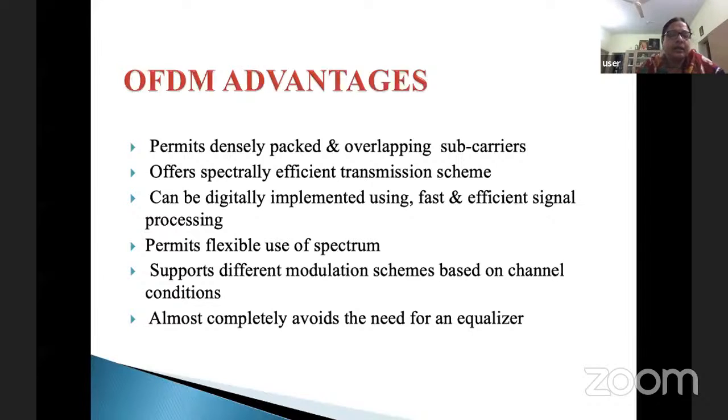So what are the other advantages of OFDM? We can send densely packed and overlapping subcarriers, and it is a spectrally efficient transmission scheme. Why is it spectrally efficient? Because we are saving some bandwidth. If you use frequency division multiplexing, we always have to leave some guard band, whereas in OFDM we are not leaving any guard band interval between the carriers. We are using orthonormal subcarriers, so spectrally it is more efficient.